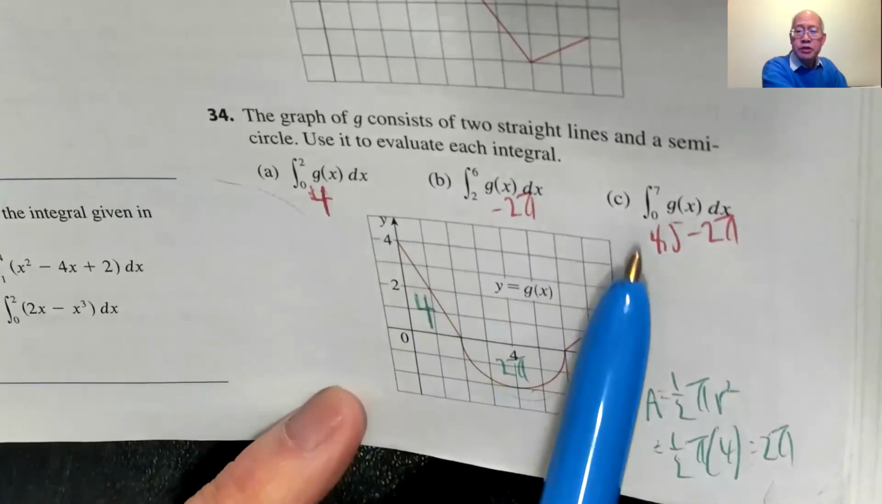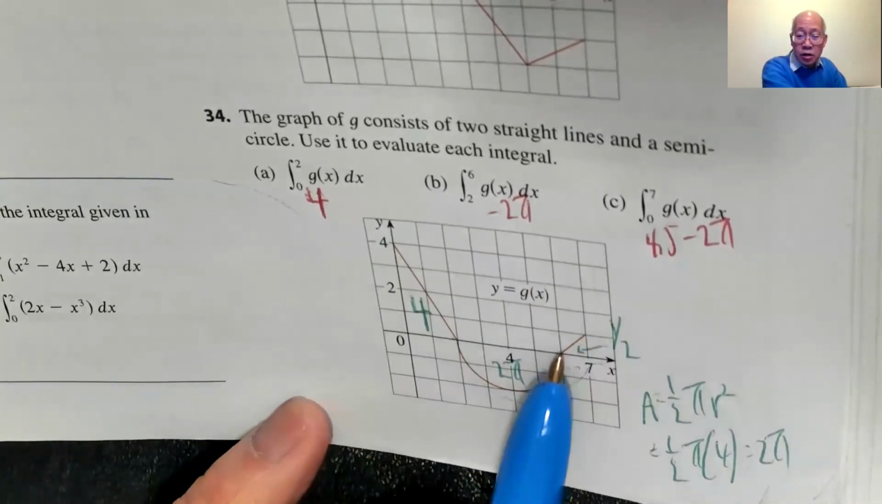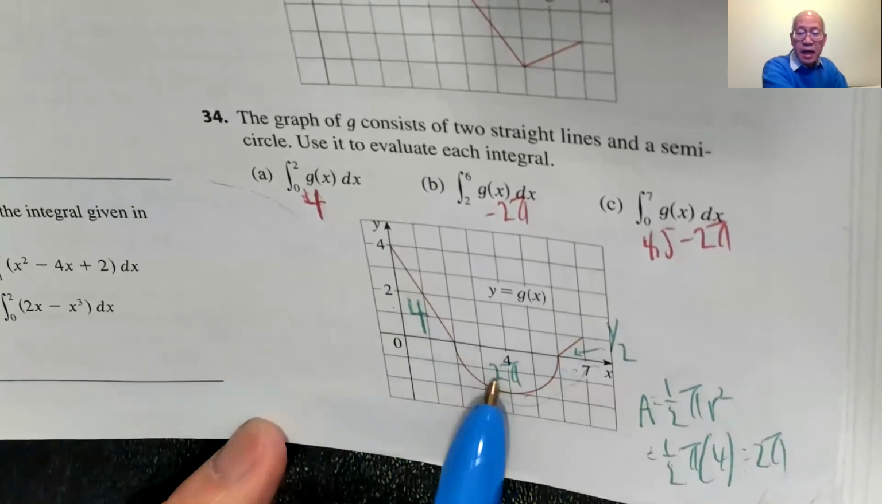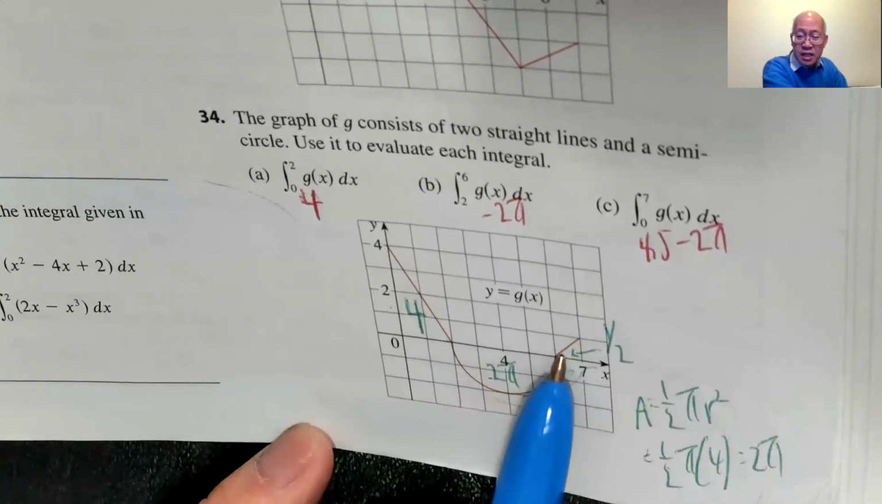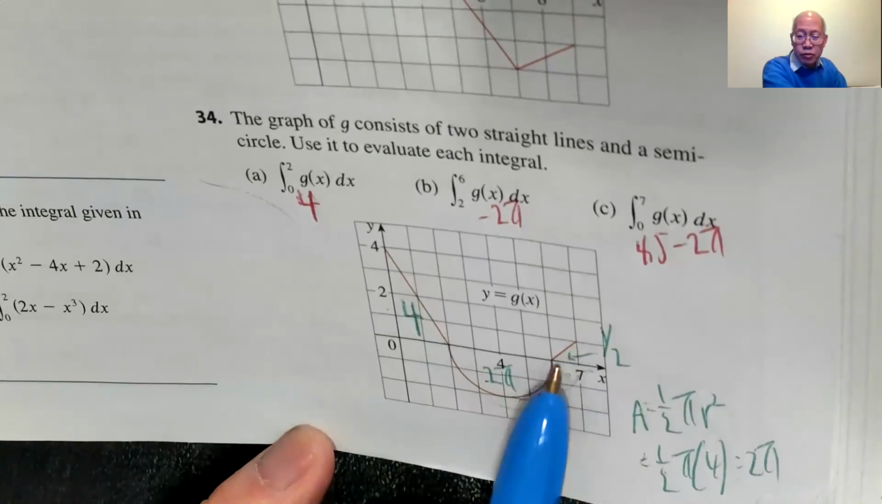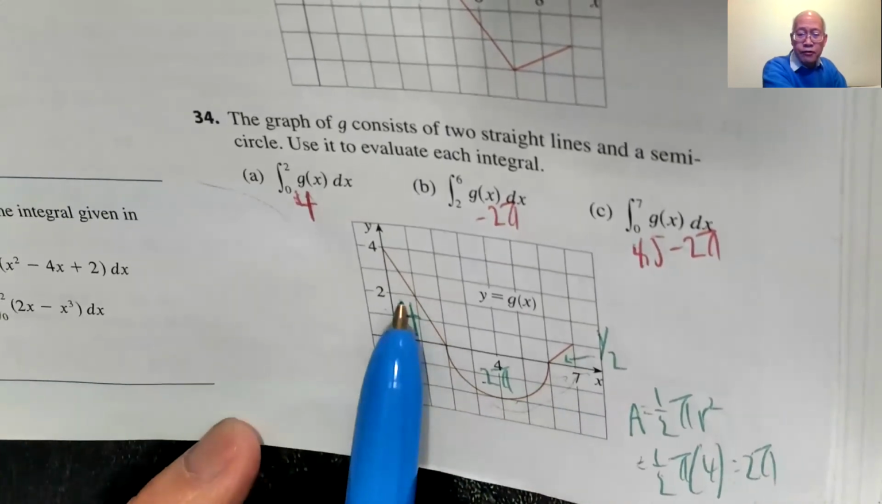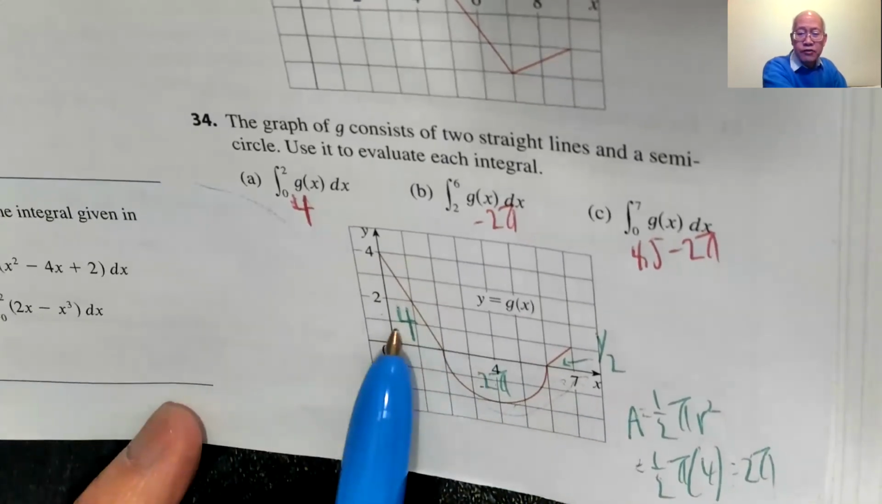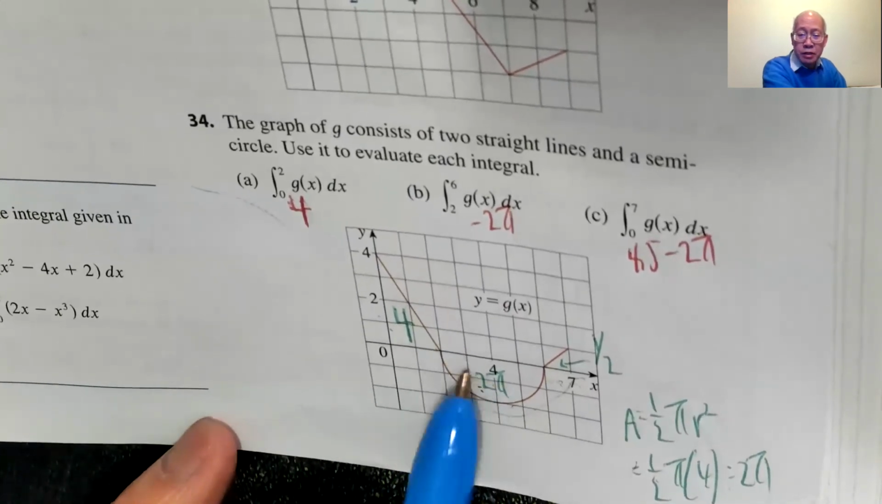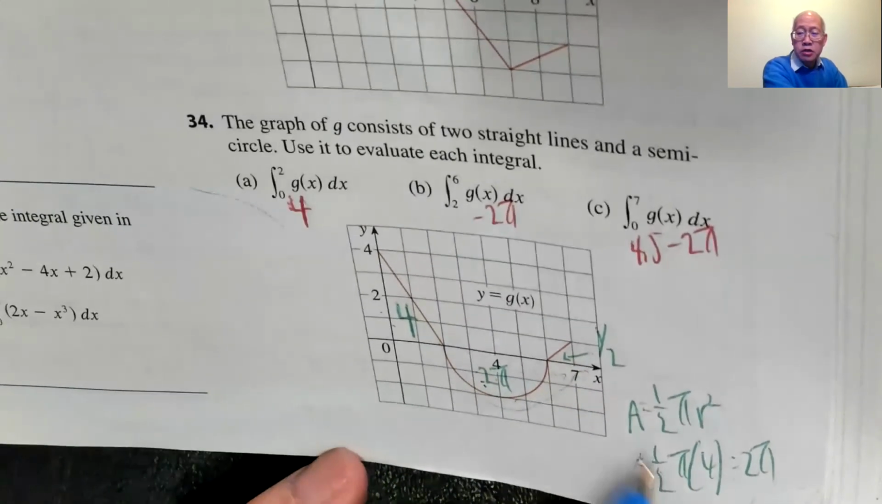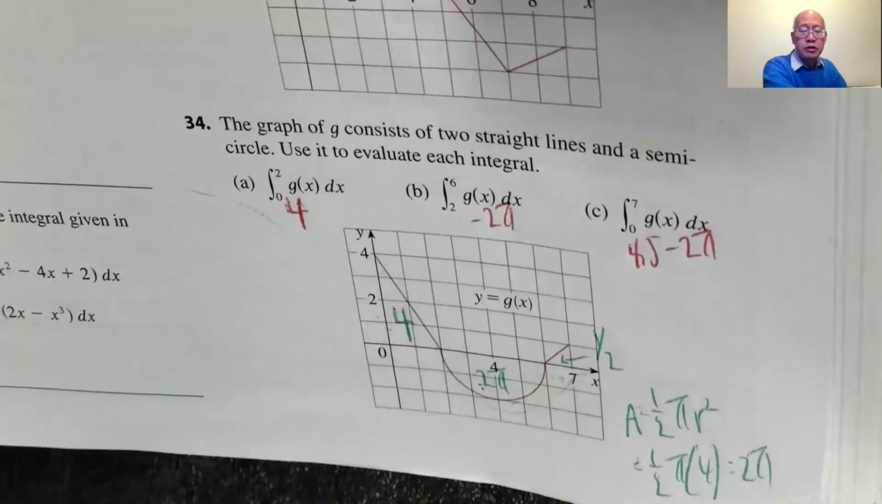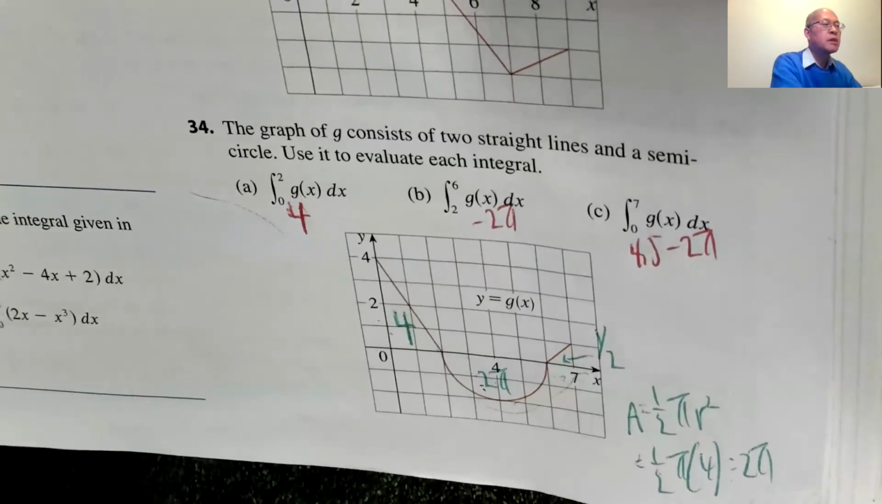Then the integral from 0 to 7, okay, so that's this, and this is a negative, and this is 1/2 of 1 times 1, which is a half. So the grand total for all three of these from 0 to 7 is 4 minus 2 pi, because that's below the x-axis, plus a half. So final answer is 4.5 minus 2 pi for problem 34. Okay. All right, so that was section 5.2.